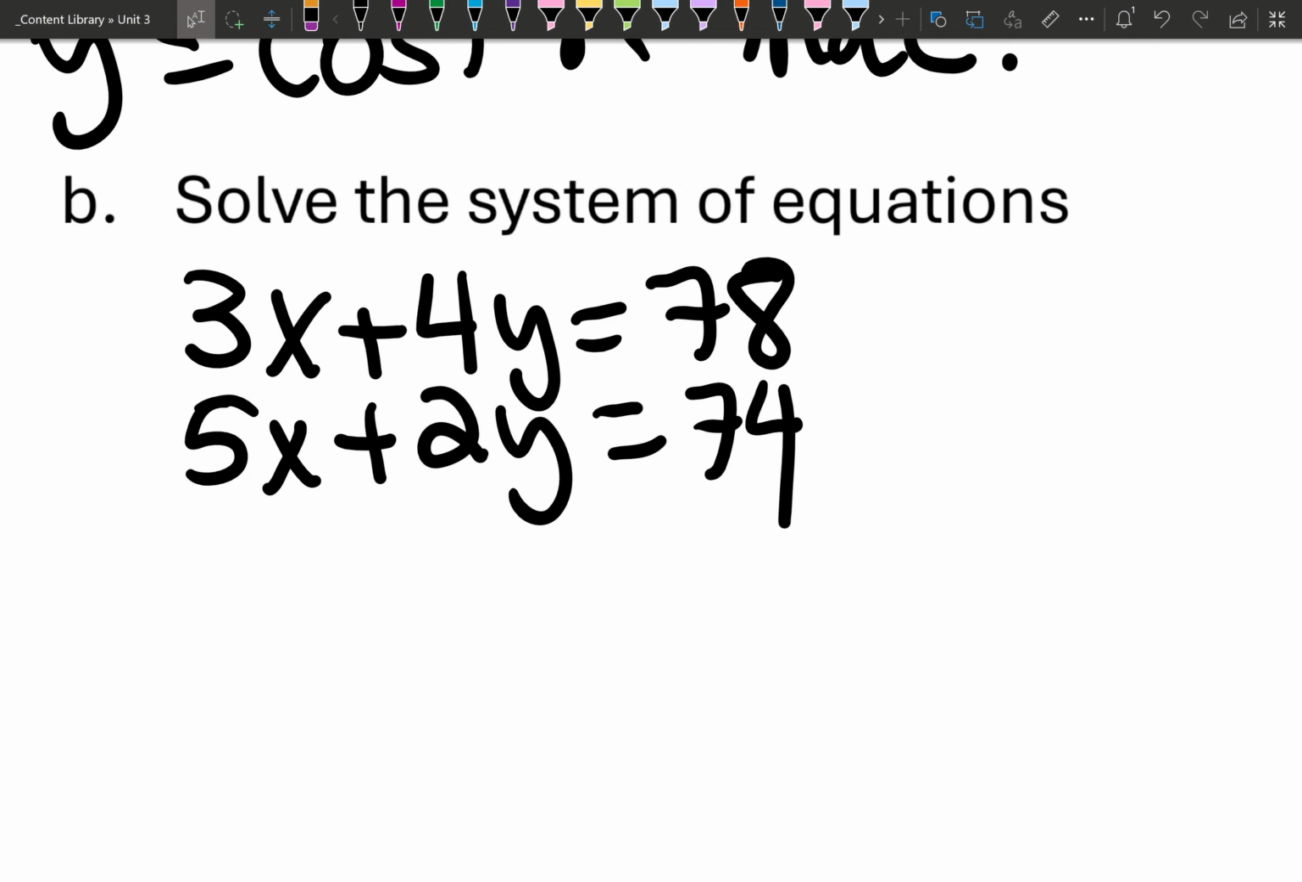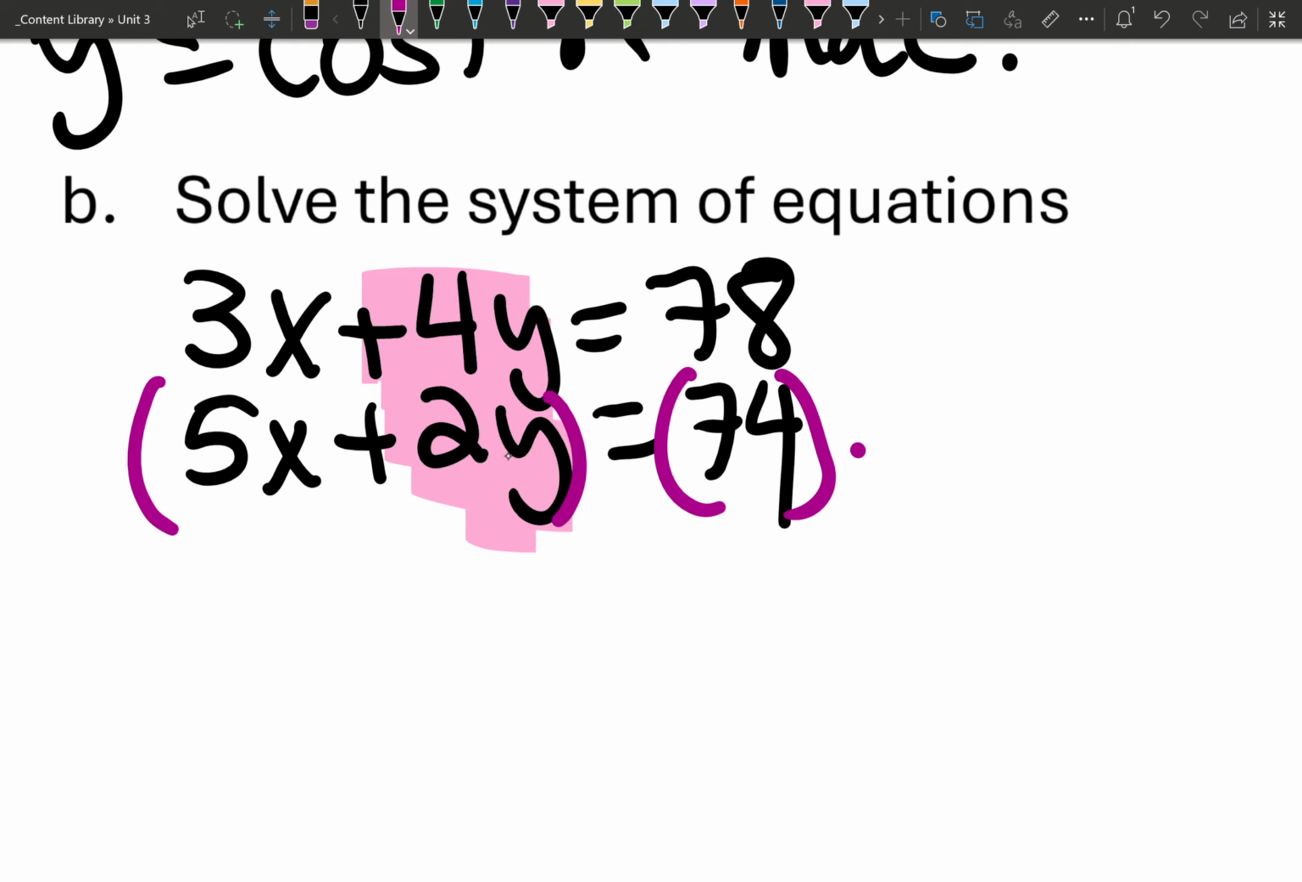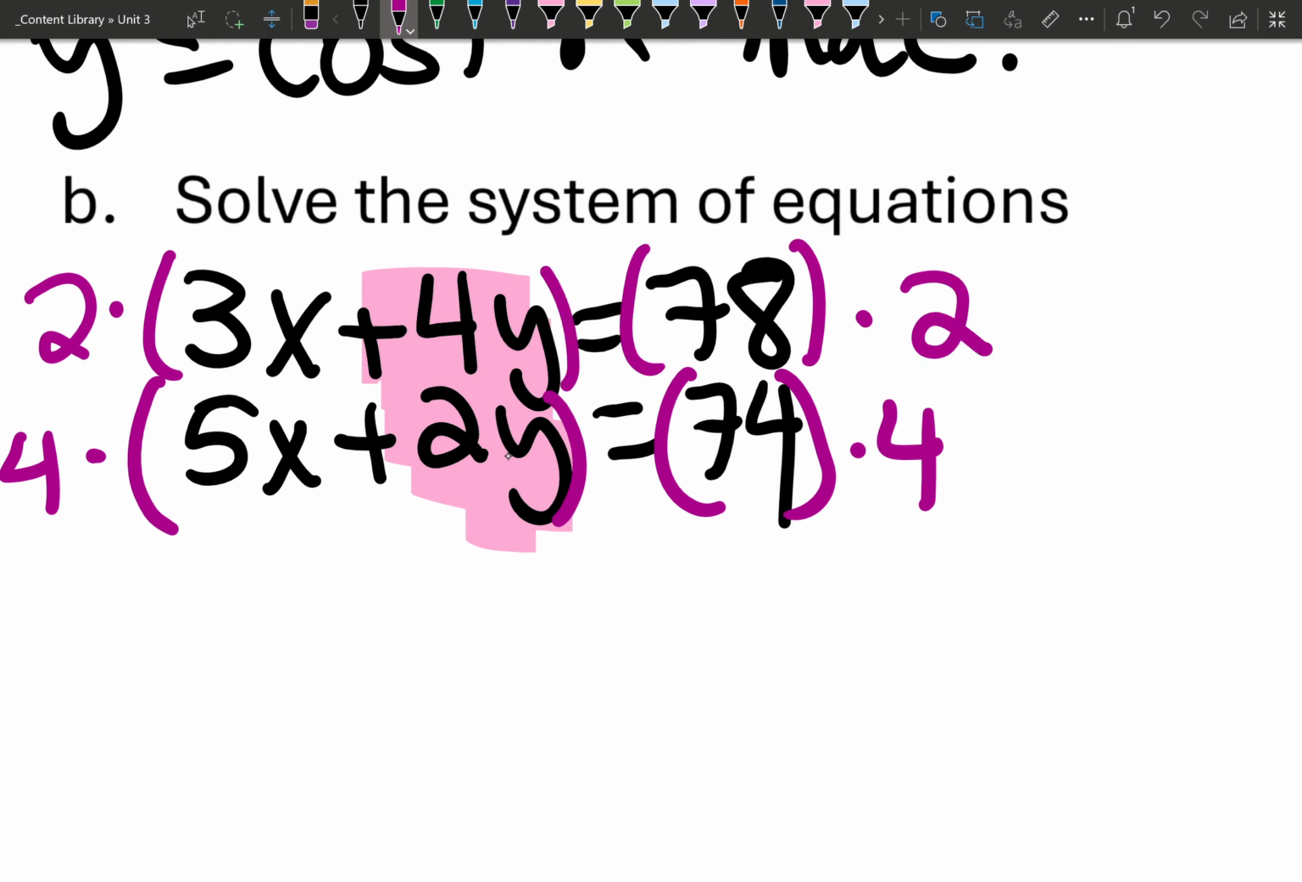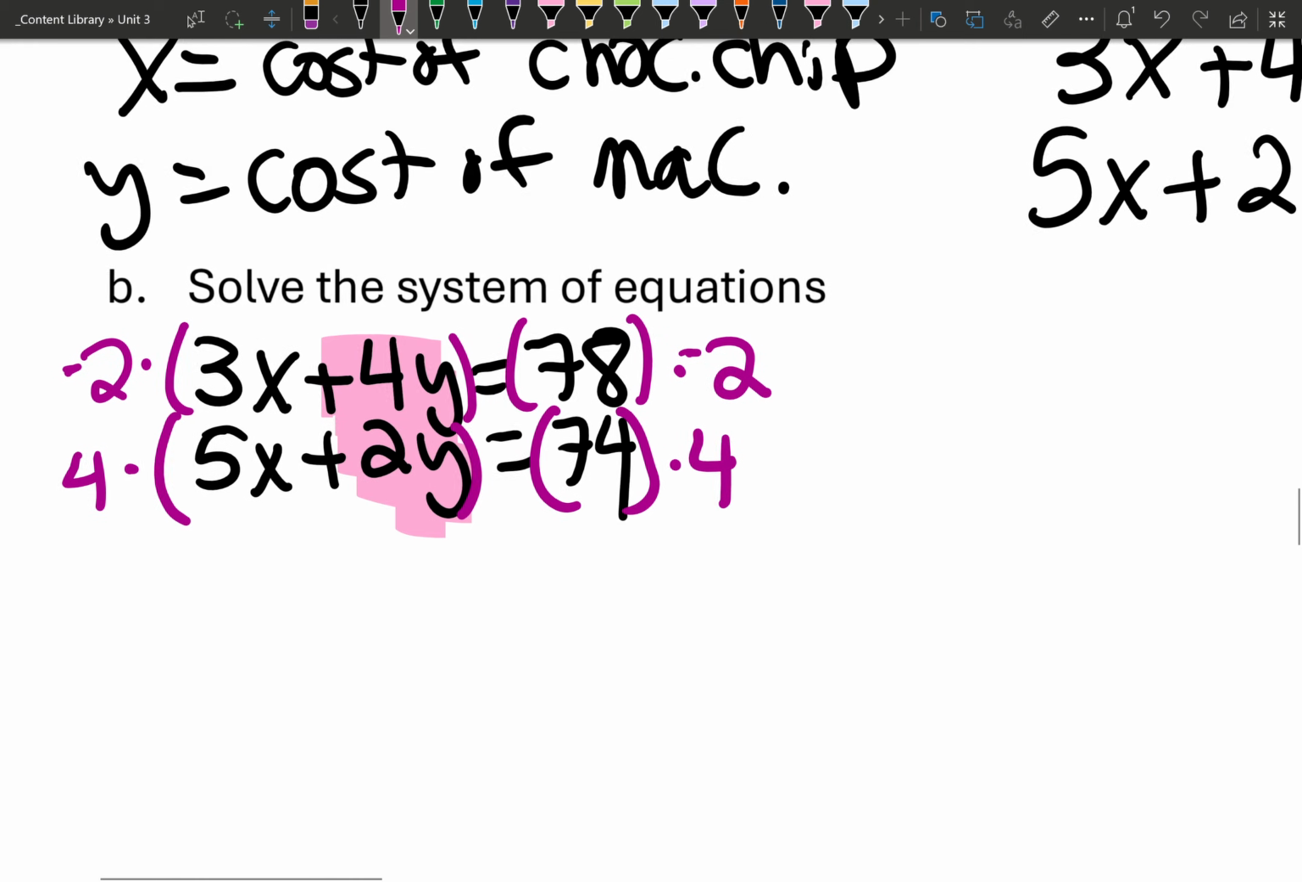Let's see, what do I feel like getting rid of? Doesn't really matter. We did X's last time, let's do Y's this time. I got a 4 on top, a 2 on the bottom, so let's flop it. I'm going to multiply the bottom by 4, the top by 2. And because both are positive, the positive 4y and positive 2y, I'll make the 2 on top negative. And now they'll be able to cancel after multiplying.